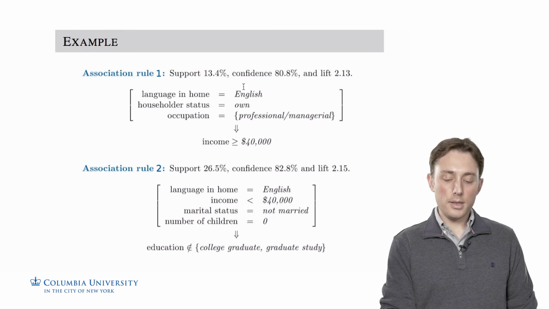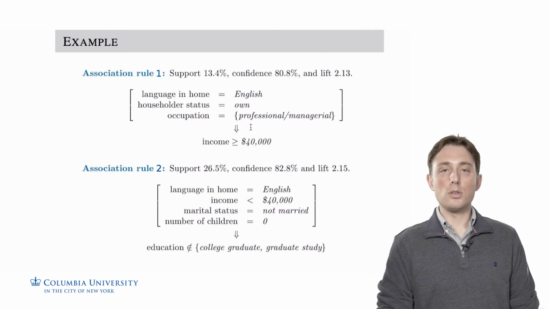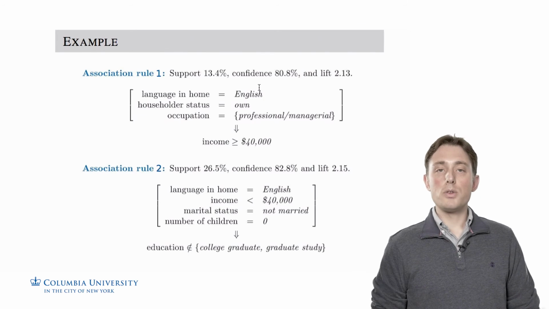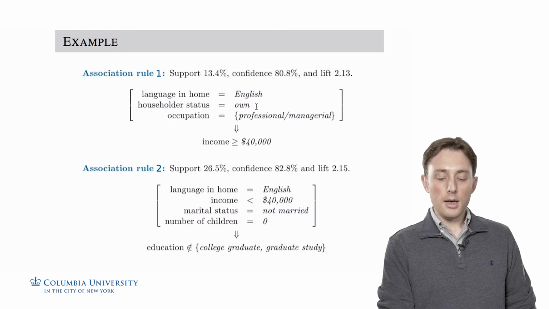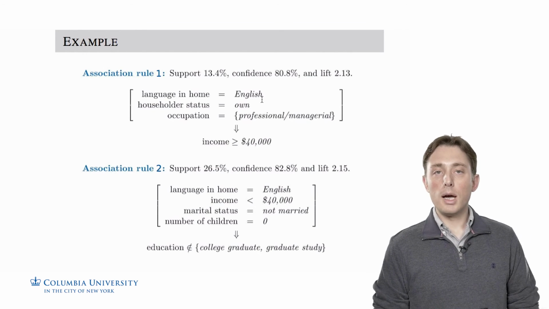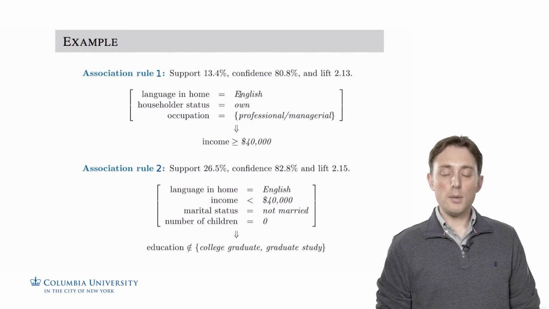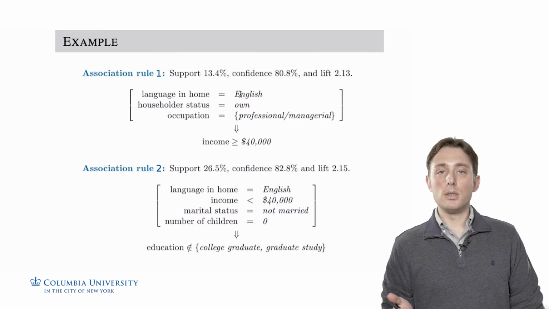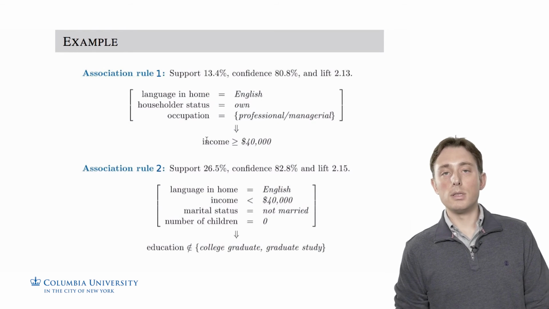So we can be very confident that if these 3 things are true about a person, then we can be 80.8% confident that this is also true, based only on the questionnaire information. This association rule also had a lift of 2.13. What this means is that I am about 2 times more confident that a person makes more than $40,000 per year if you tell me that these 3 things are true about that person. If I don't get to know anything about the person, then I am only half as confident that that person will make more than this amount of dollars per year.